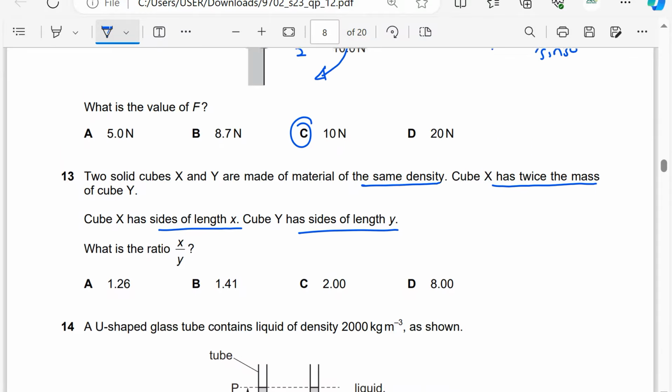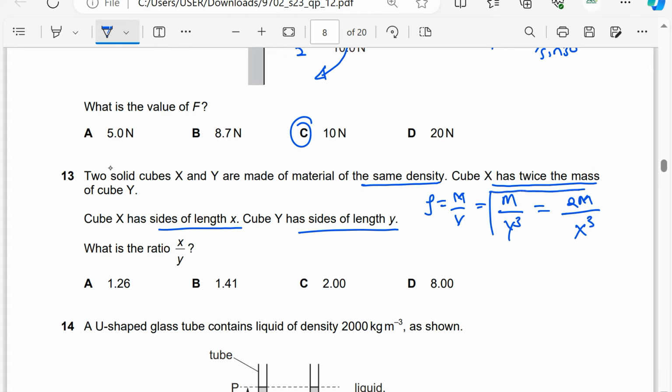Okay. Since they have the same density, I'll use the concept of density. Density is equal to mass divided by volume. For cube Y, it will be mass over its volume. Since the length is Y, it will be Y cubed. This should be equal to the other one, cube X. Remember, it has twice the mass of Y. If Y is M, then X is twice M. So this will be twice M divided by the volume, which is X cubed.